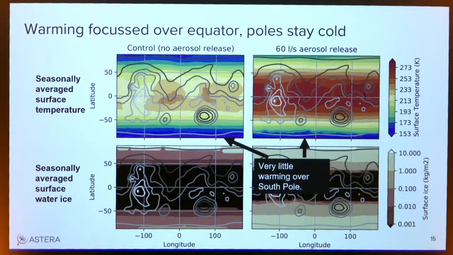So the equatorial regions are the regions that are going to have the most seasonally stable warming. Over the mid-latitudes, you're going to have very large seasonal cycles in warming and cooling. And over the poles, the poles are going to stay pretty cold. And so what this means is that the North Polar layer deposits are going to stay relatively stable. And the CO2 cycle is also going to remain because you're still going to get seasonal CO2 condensation over the poles, especially over the South Pole.